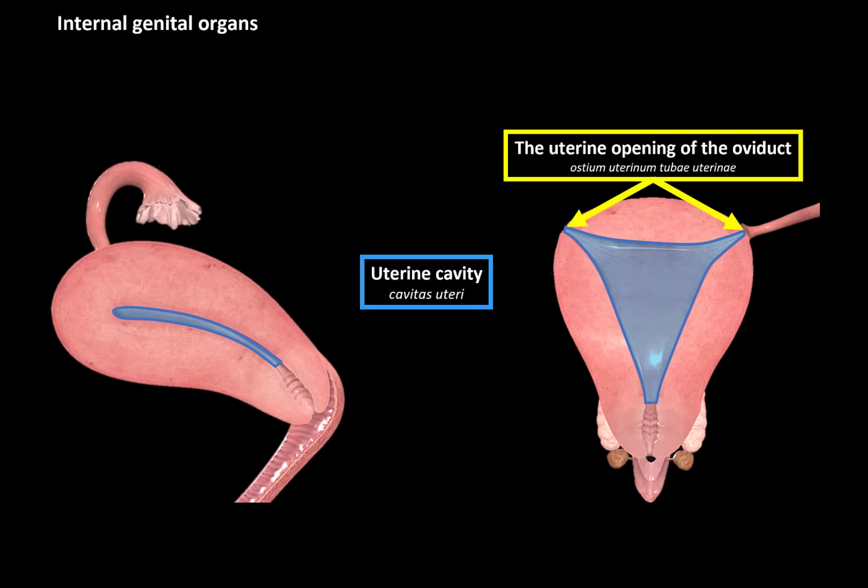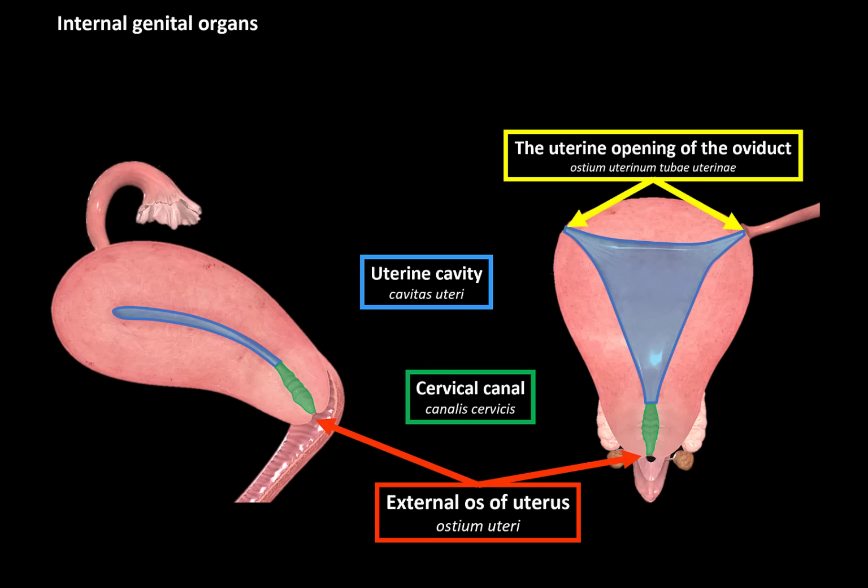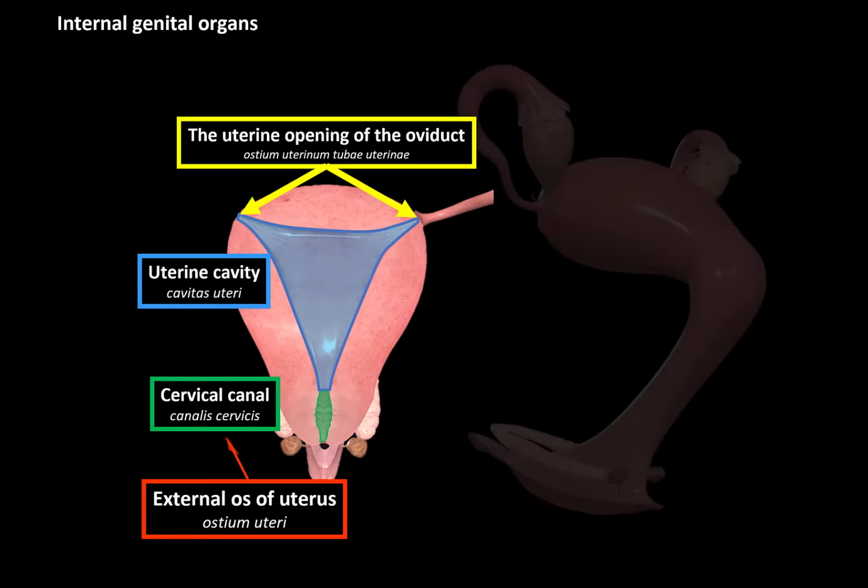Two at the base where the uterine tube opens, called the uterine opening of the oviduct, and one opening down here at the end of the cervical canal, called the external os of the uterus, which is the opening of the cervical canal of the vagina. This canal is bordered by the cervical lips.